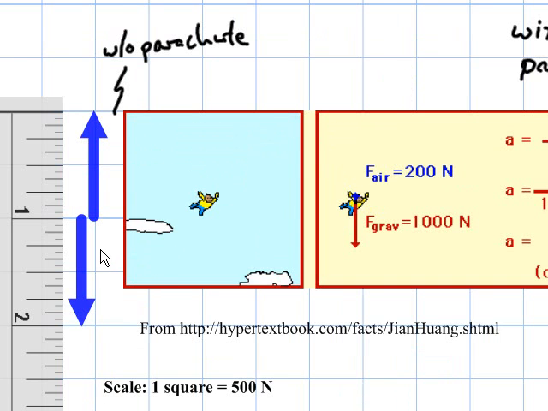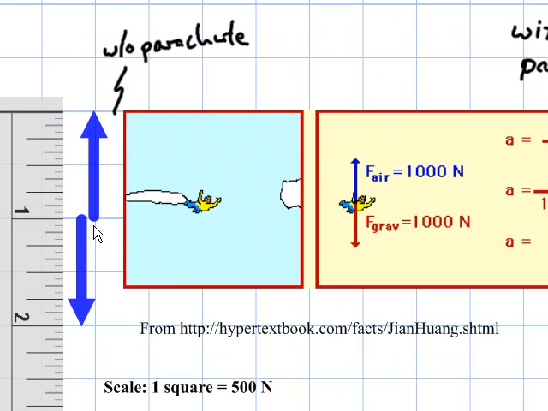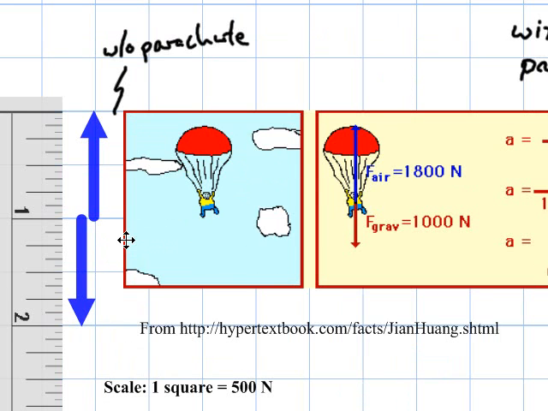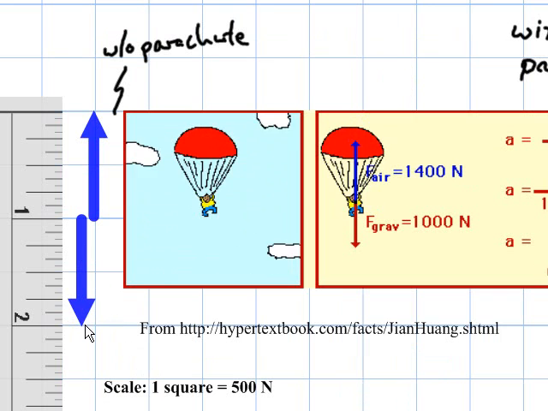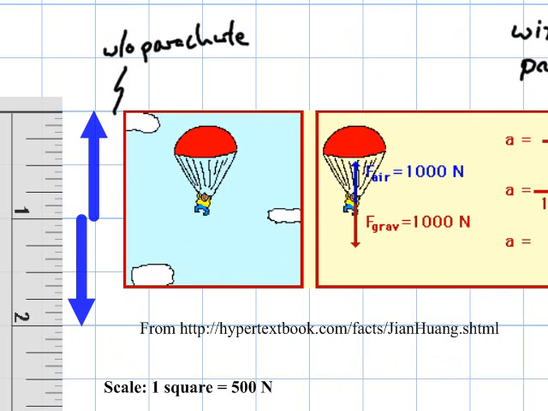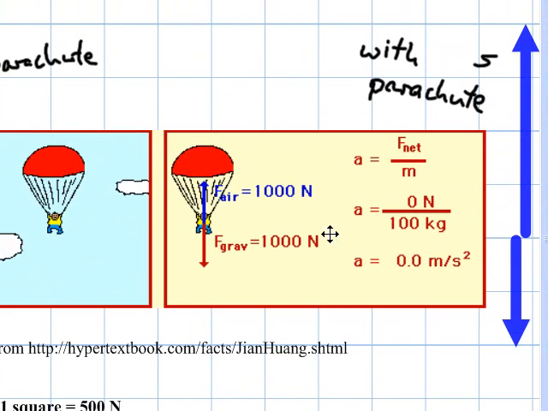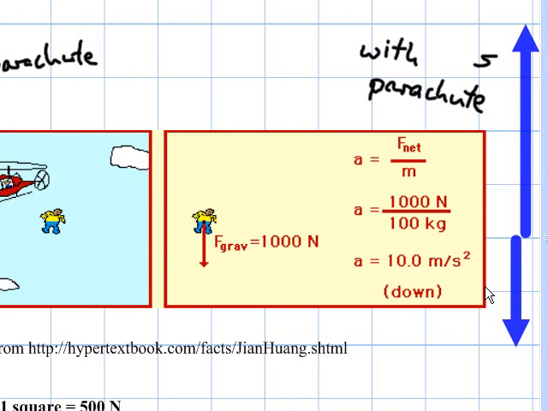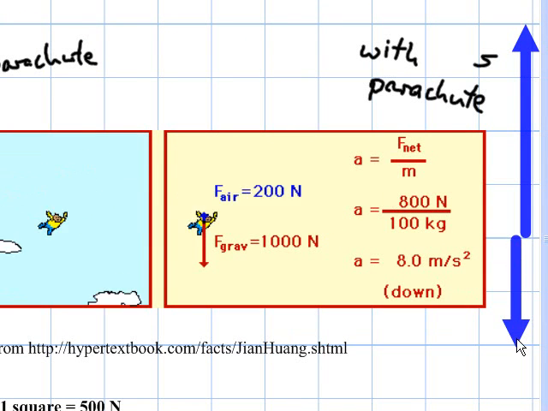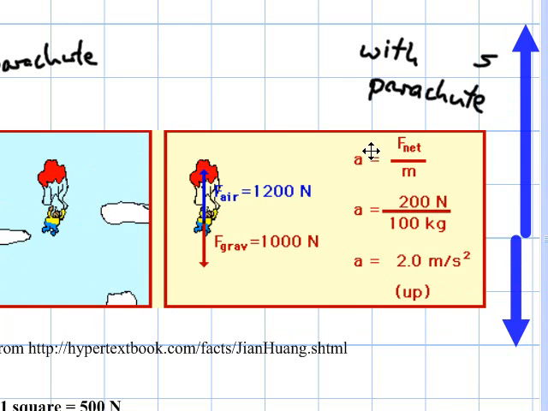This here is before the parachute opens. Notice each square is 500 newtons. So 1,000 newtons down, 1,000 newtons up. Again, that's without the parachute. And then the other one is with the parachute open, 1,000 newtons down and 2,000 newtons up.